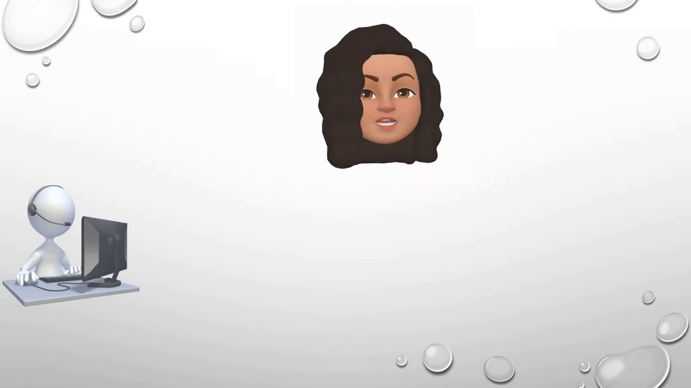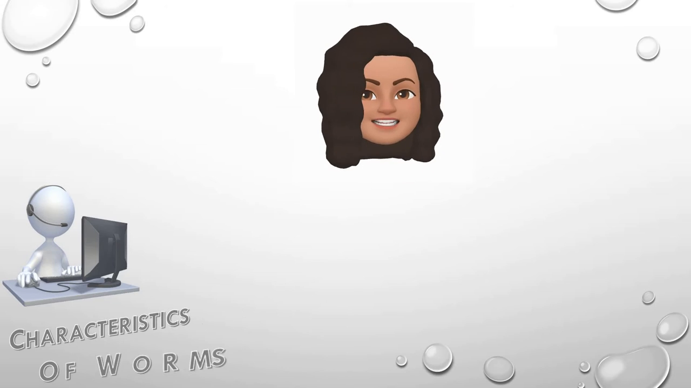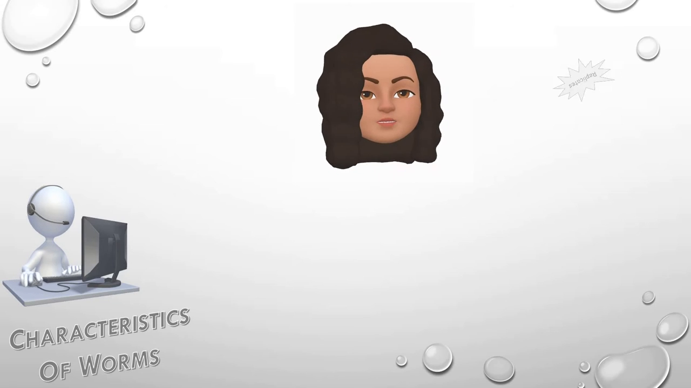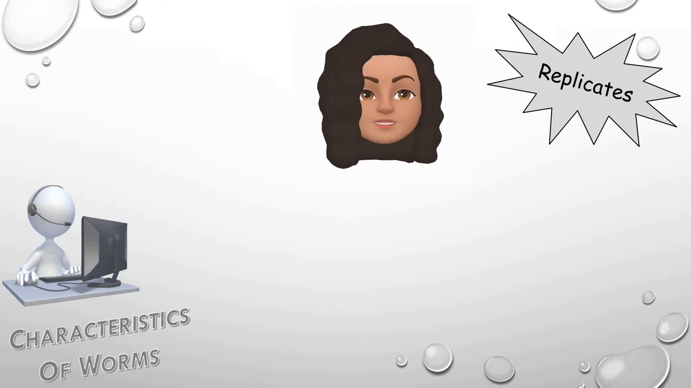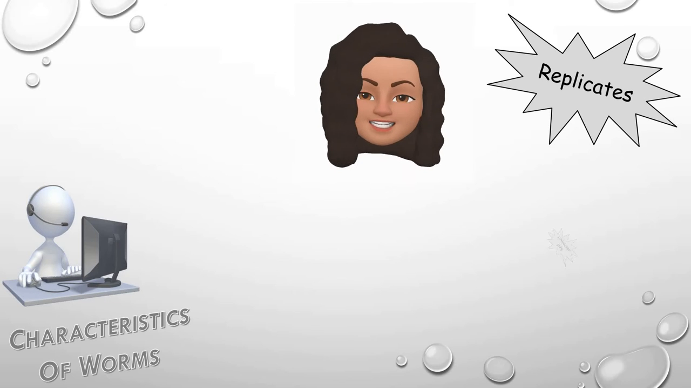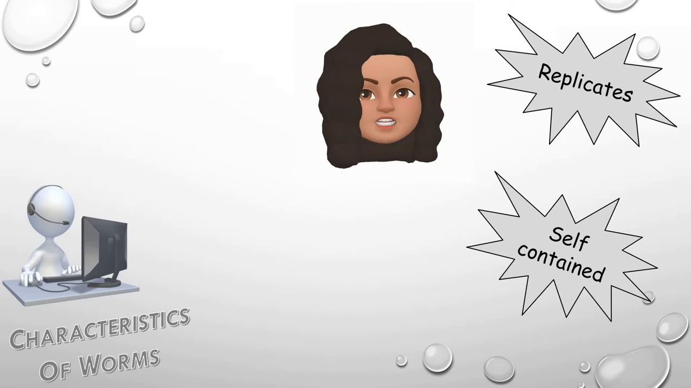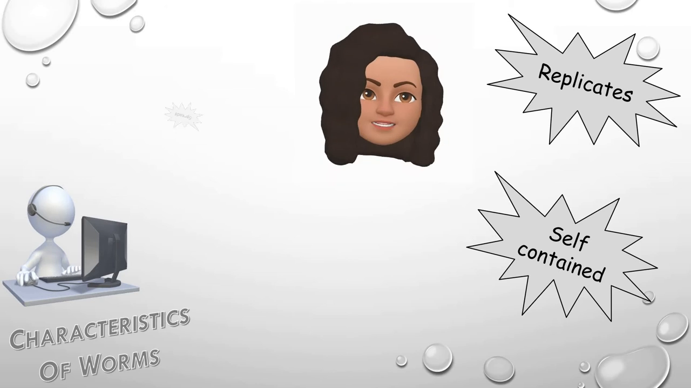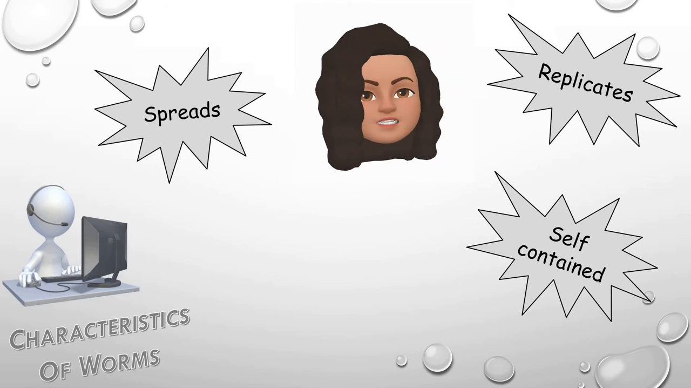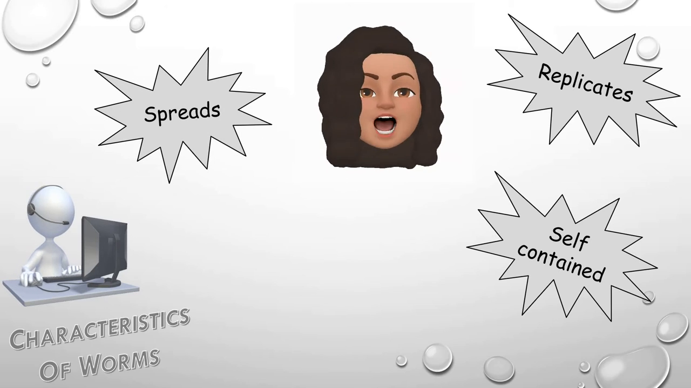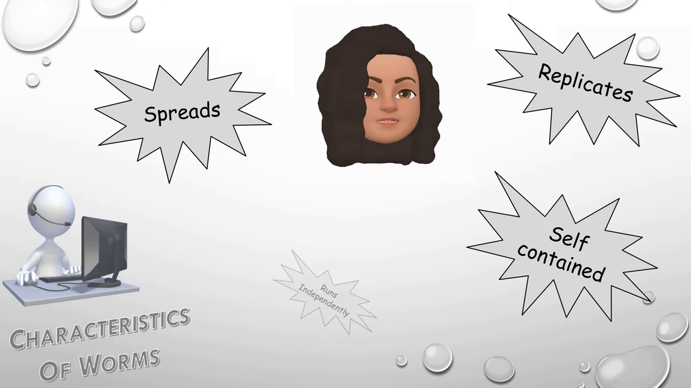Characteristics of worms. A worm replicates itself, and unlike a virus, a worm does not require a host. It is self-contained, and worms can spread across networks through email, instant messaging, or junk mails. Worms can run independently.